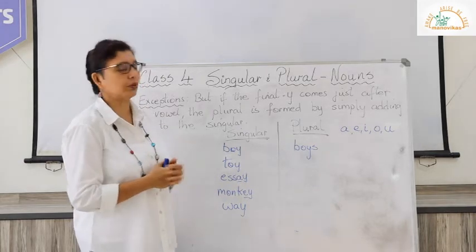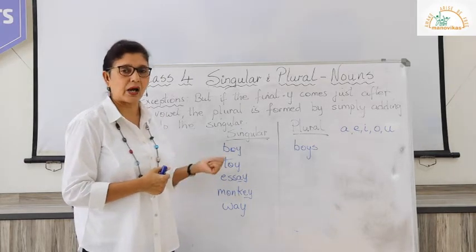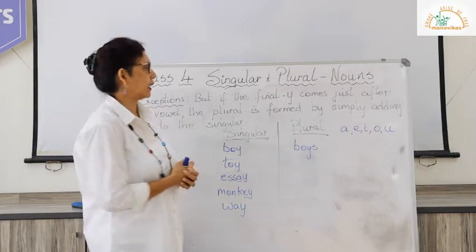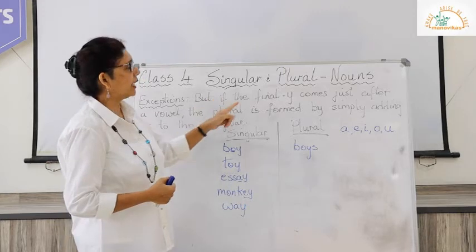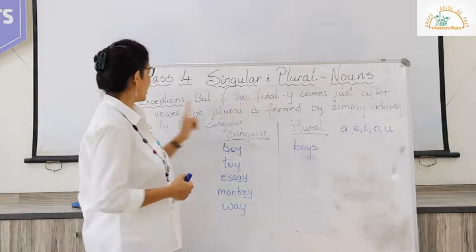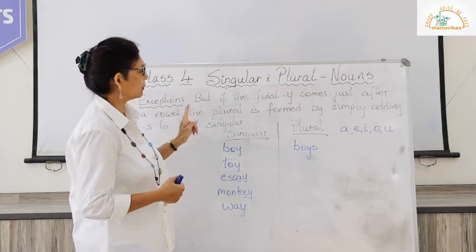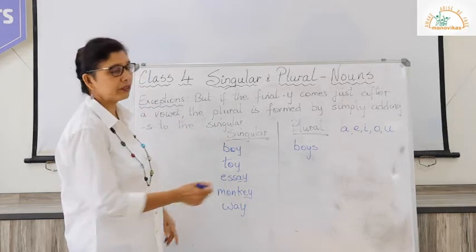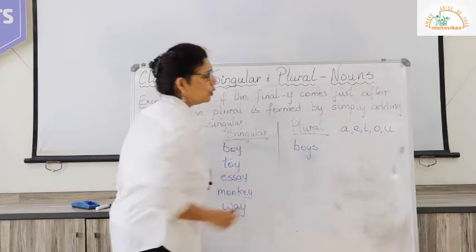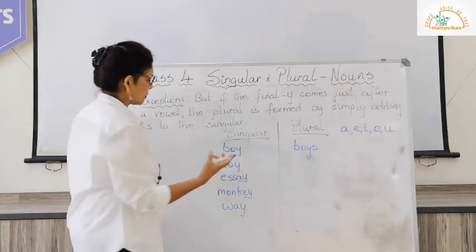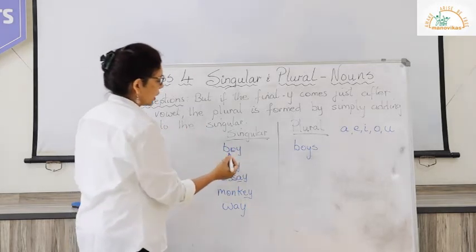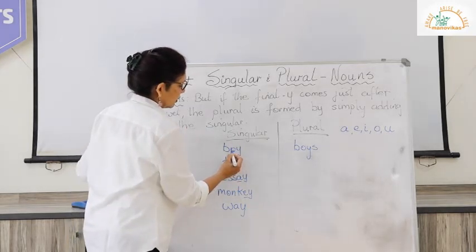But in this rule it says that these nouns become plural by adding an s. So if the final y comes just after a vowel, then the plural is formed by simply adding an s to the singular. You know the vowels: a, e, i, o, u. So if the final y comes just after a vowel, you change it to plural by adding an s.